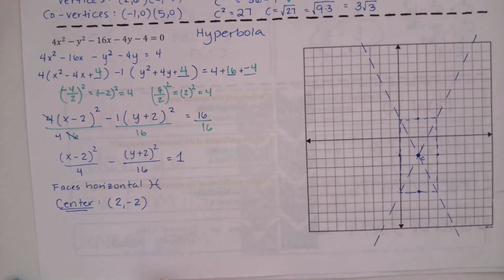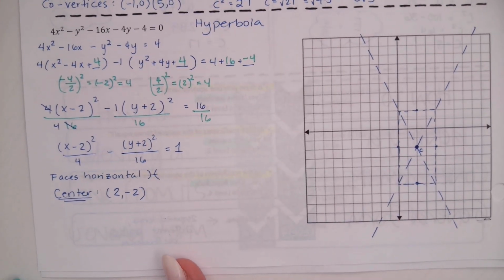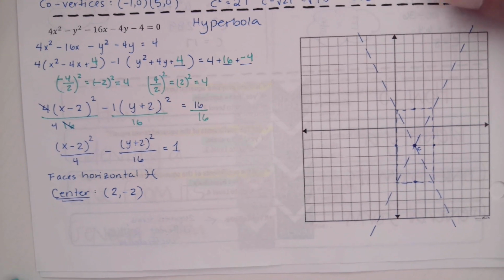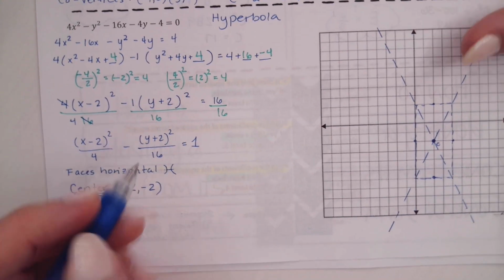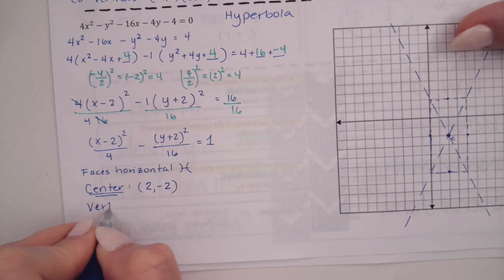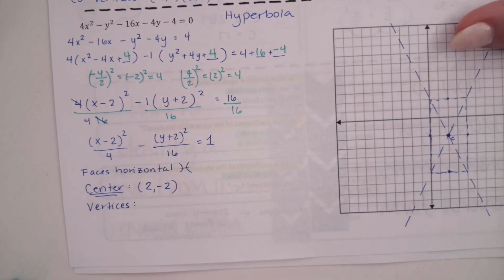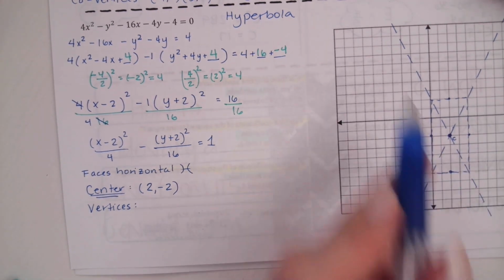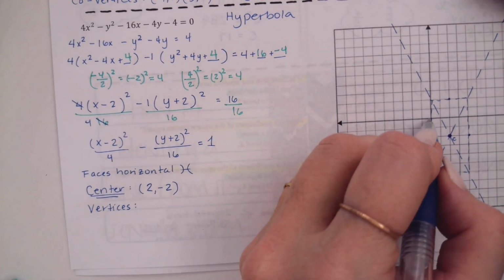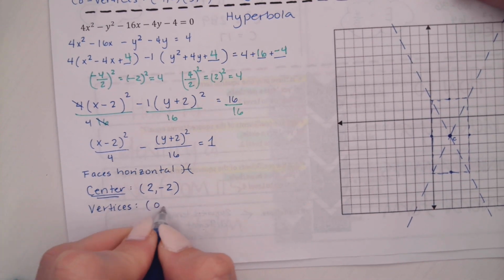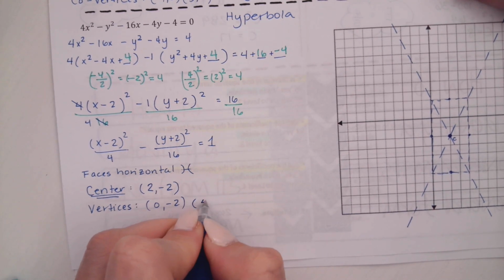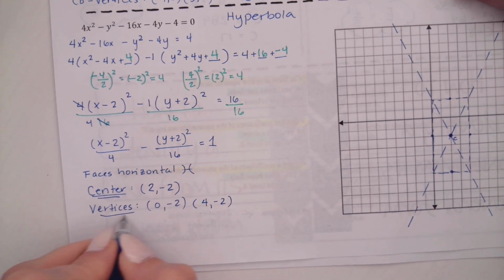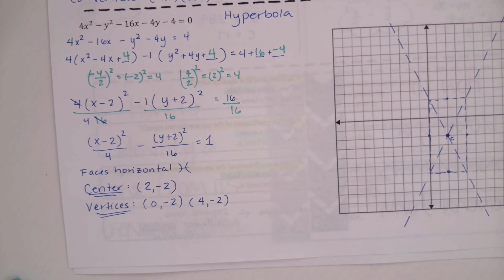Alright. Got my asymptotes drawn. Thinking about if it faces horizontally, out of these 4 points, which ones are the vertices? The left and the right one. So if it faces left and right, your vertices are the ones on the left and the right. One is at (0, -2) and the other is at (4, -2). Usually for hyperbolas we don't write down the co-vertices, but if you put them, it wouldn't be marked wrong.